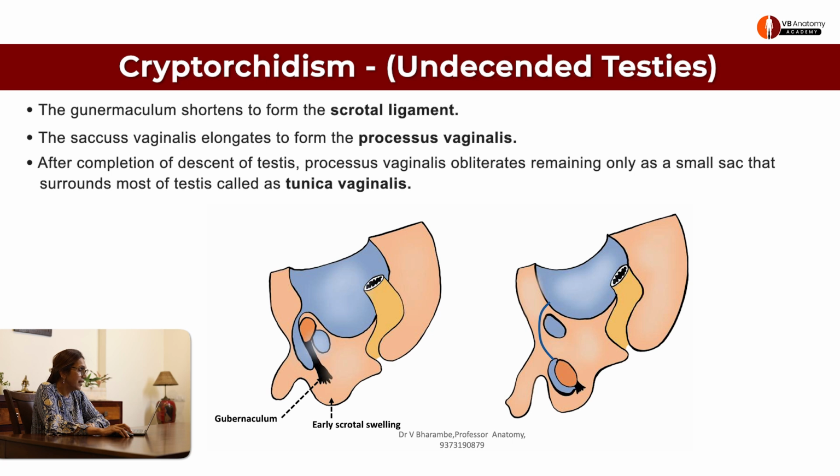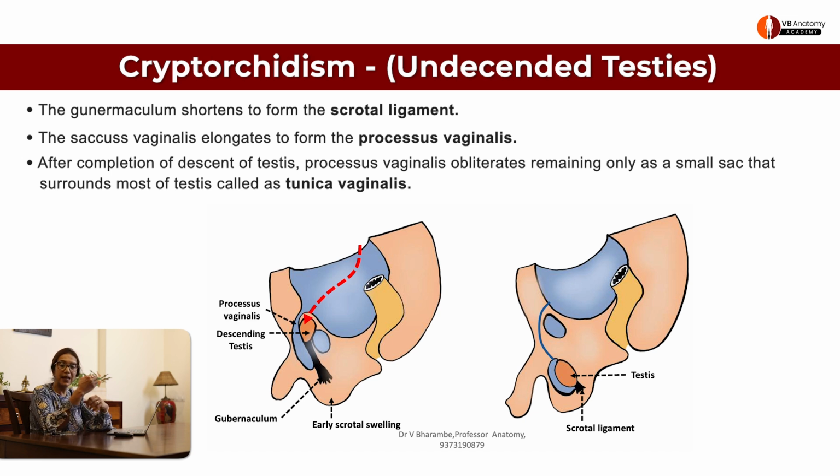With time, what will happen? The gubernaculum will shorten to form the scrotal ligament. The testes will descend down and come to lie inside the scrotum, anchored down by the scrotal ligament. The saccus will increase in length to form the processus vaginalis, which at one point will disappear, leaving a little sac surrounding the testes called the tunica vaginalis.